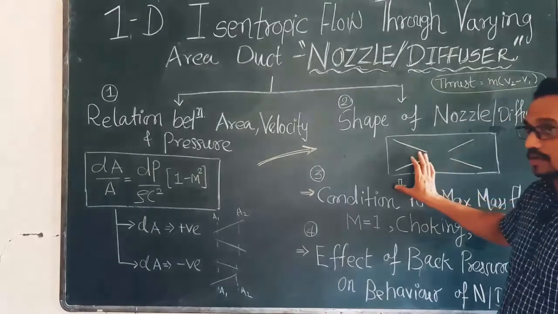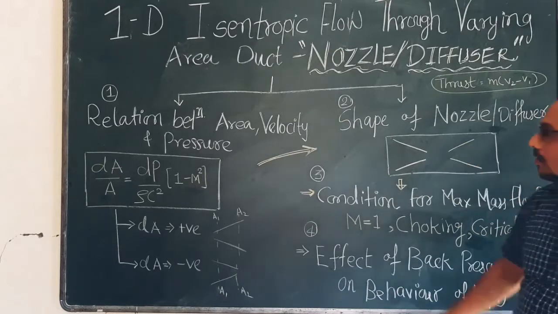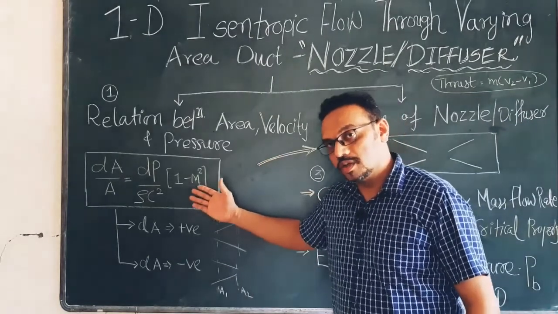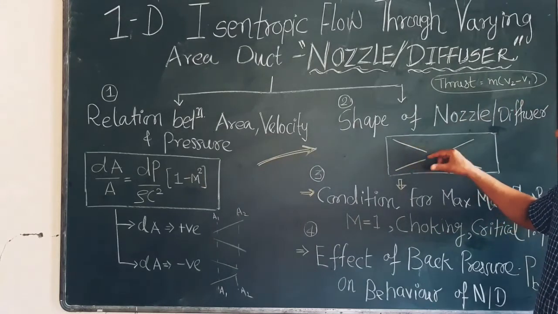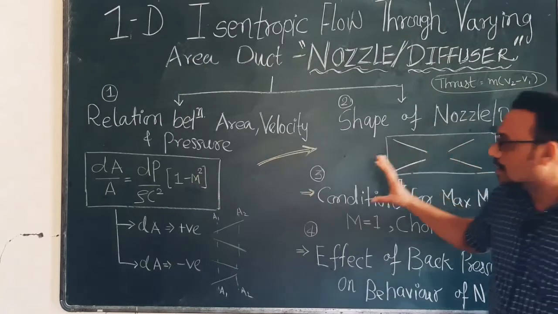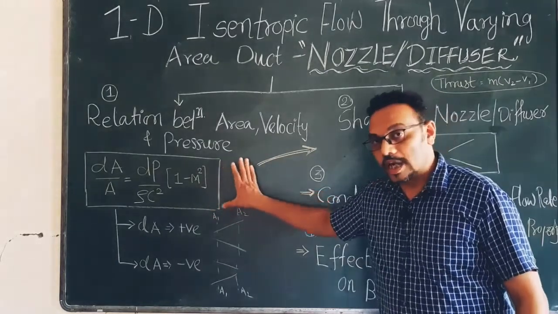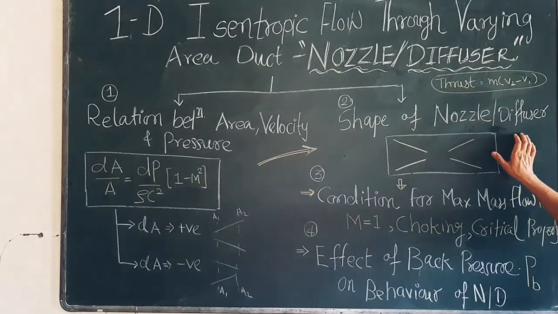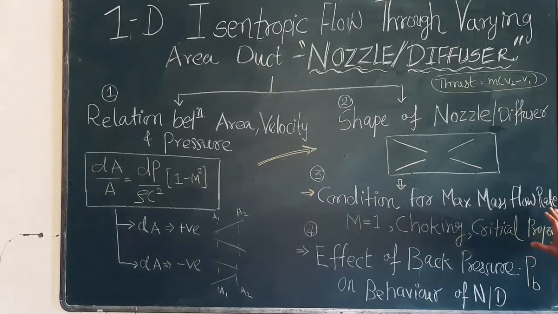We cannot simply call it a nozzle or a diffuser. That we can understand from this equation. If the flow is sonic, subsonic or supersonic, then what kind of shape can the nozzle have, or what kind of shape for the diffuser? That insight we can get by understanding this equation. So this equation is very helpful in order to decide or design the shape of nozzle and diffuser. Now the third theory is the condition for maximum mass flow.